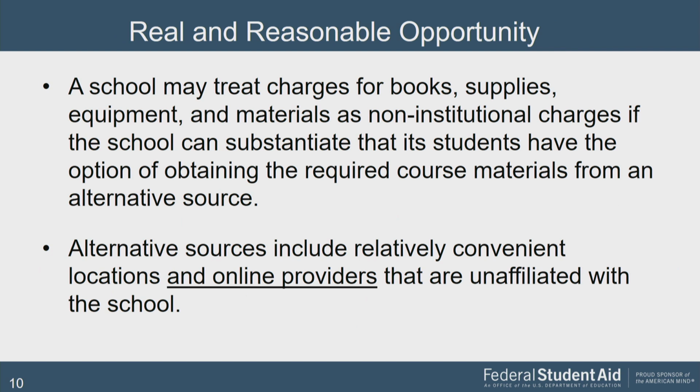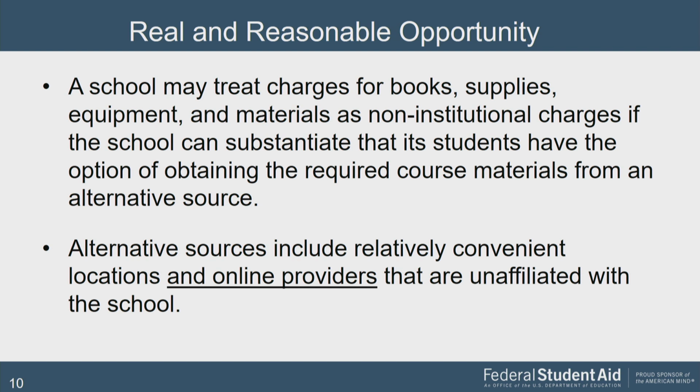Okay. So we talked a lot, I've mentioned this a couple of times, and we're going to spend some more time on it here. So what is a real and reasonable opportunity for a student to obtain books and supplies elsewhere? And as I mentioned, you can treat books and supplies and other materials as non-institutional charges if a student has a real and reasonable opportunity to purchase them from a place other than the school or one of its affiliates. So alternative sources include two things. Convenient locations, so these are physical locations that you know that students have access to either on or near the campus, and online providers that are unaffiliated with your school.